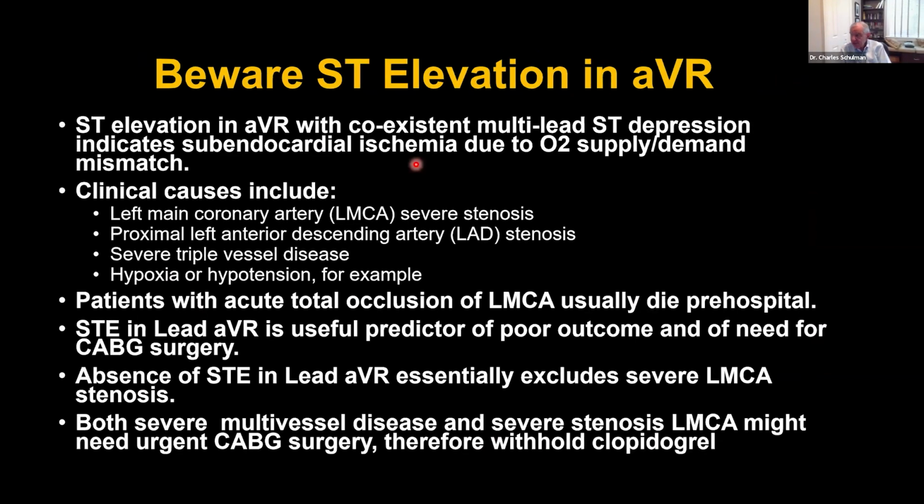Beware ST elevation in lead aVR, because it indicates subendocardial ischemia due to an oxygen supply-demand mismatch, often due to severe left main coronary artery stenosis. Not occlusion, because people who occlude their left mains usually die pre-hospital. But it's severe stenosis of the left main, possibly of the LAD, or severe triple vessel disease.